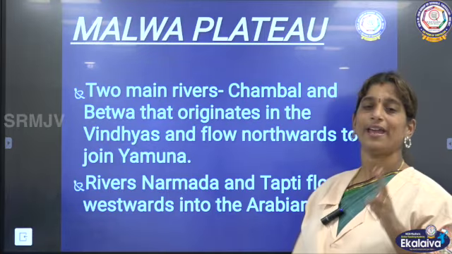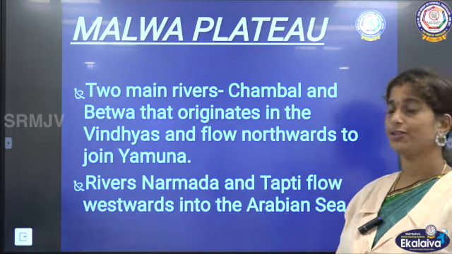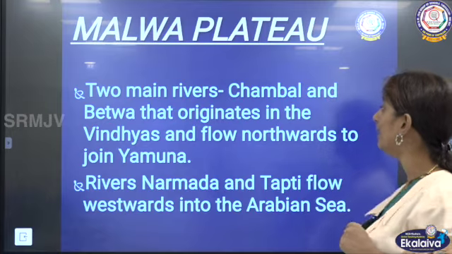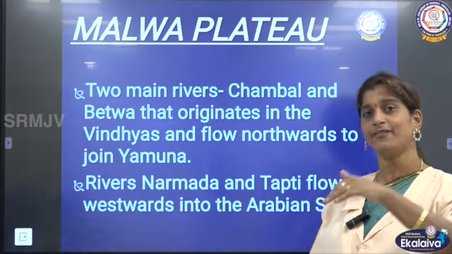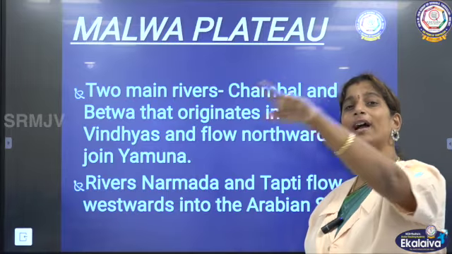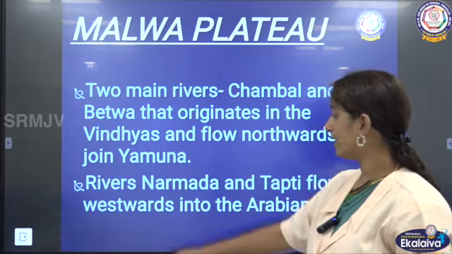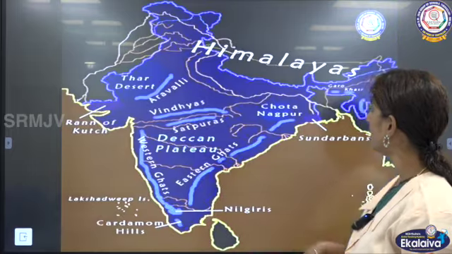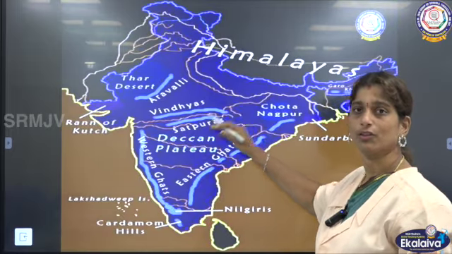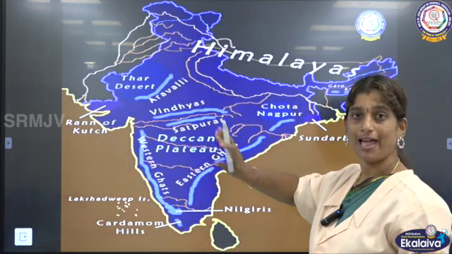So there are two main rivers that pass through this plateau: Chambal and Betwa. The Betwa originates in the Vindhyas, flows northwards and joins the Yamuna. When you go back to this map, you could see the Yamuna river flows on the northern side of this plateau.